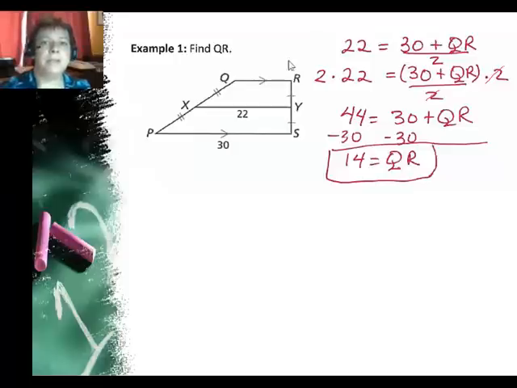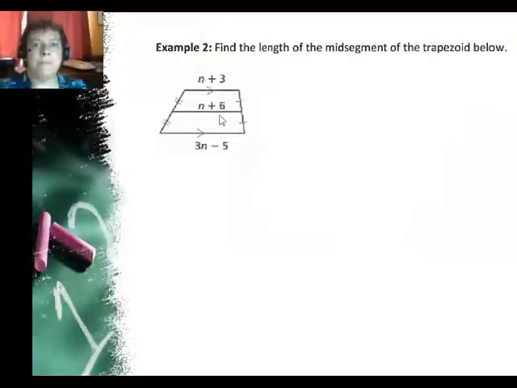And that does make sense. If you go back here, put a 14. 14 plus 30 is 44. Aha, 22 is half of 44.